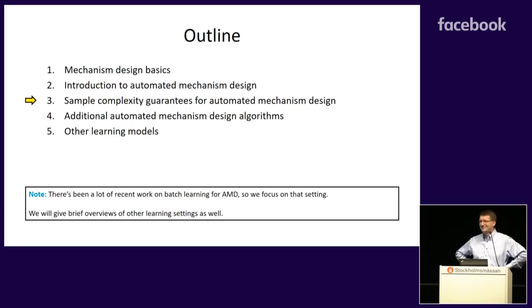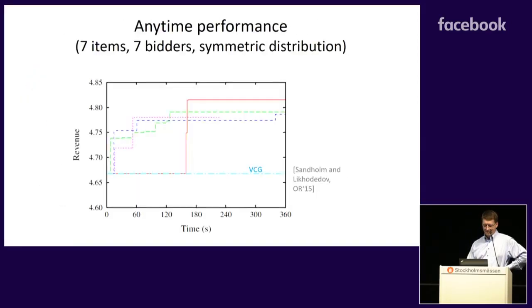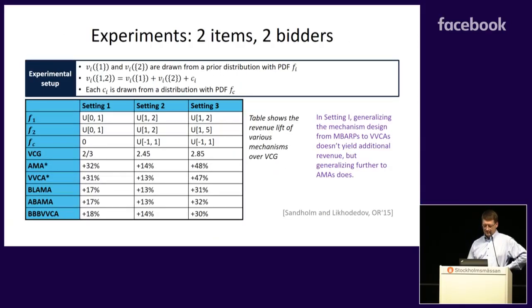Go ahead. So in your slide, experiments, two items, two bidders. How sensitive is it to the PDF choice which you have selected? If I understand correctly, you have a uniform distribution here. Did you try other distributions, and is it very sensitive? Yes. We did try other distributions, and it is very sensitive. And this is kind of the whole point, in that you don't want to be using a general purpose mechanism. You want to be using a mechanism that's specifically tailored to the distributions at hand.